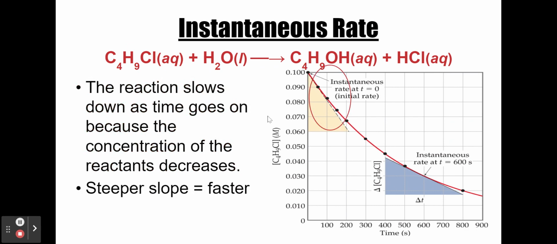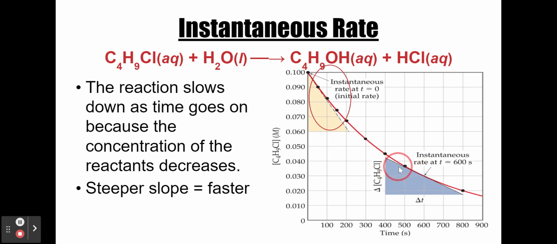So the reaction slows down as time goes on because the concentration of reactants decreases. So a steeper slope means it's going faster. So here we have a steeper slope, right? So the reaction rate is going pretty quickly here relative to down here. You can see that the slope of the tangent line is less, and therefore it's slowing down. The rate is slower here because we have less reactant to react.